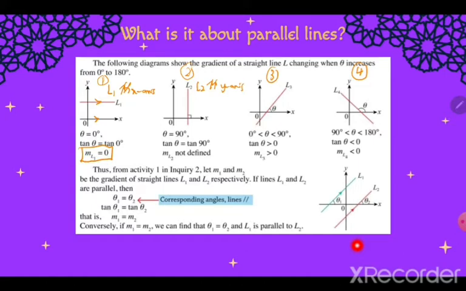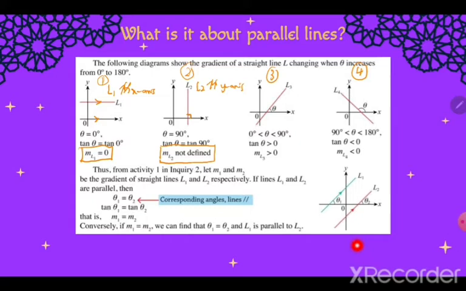However, for case 2, line 2 is parallel to the y-axis. When we talk about parallel to the y-axis, the angle is 90 degrees. So we say that theta is equal to 90 degrees. Therefore, tangent theta is tangent 90 degrees. So when you use a calculator, you will have a math error. Why? Because tangent 90 degrees is undefined. So we can say that the gradient of line 2 is not defined, or undefined.